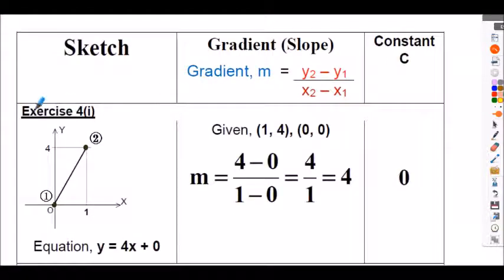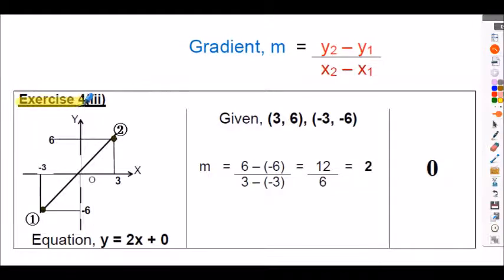Here's a solution to exercise 4 part 1. I'm showing a sketch on the left hand side using the 2 coordinates given to us. In the center column I'm working out the gradient or the slope using our equation, and on the right hand side I'm stating the constant c. In exercise 4 part 1 we'll find the gradient m is equal to 4, the intercept is 0, so the equation to the line is y is equal to 4x plus 0, or simply y is equal to 4x.